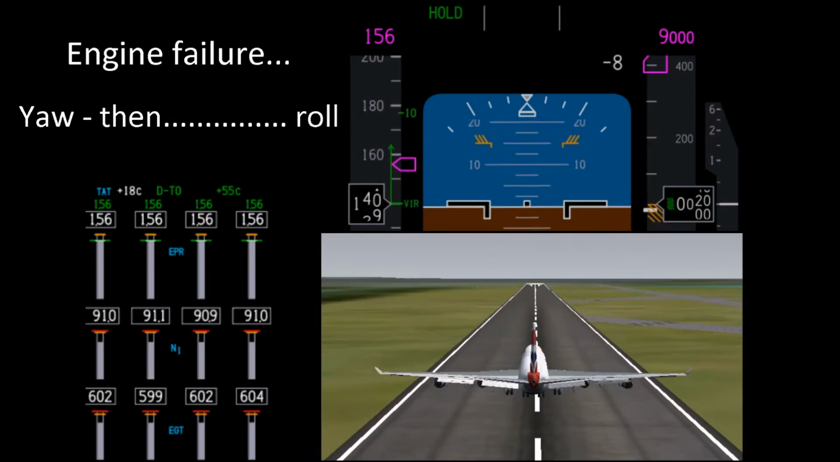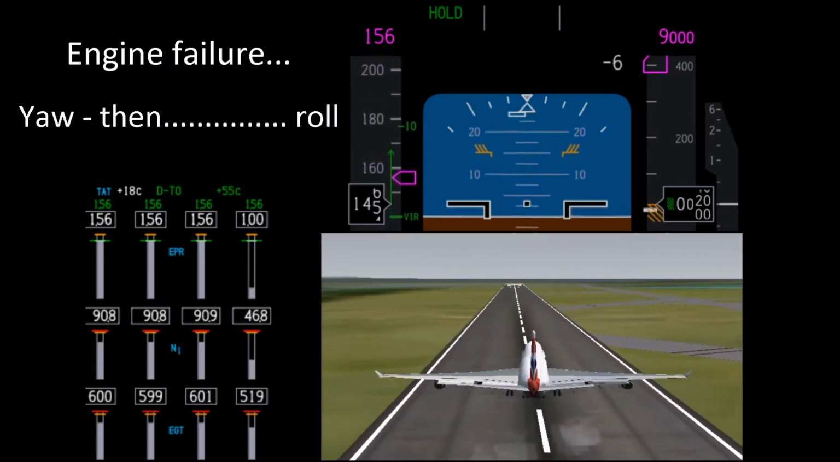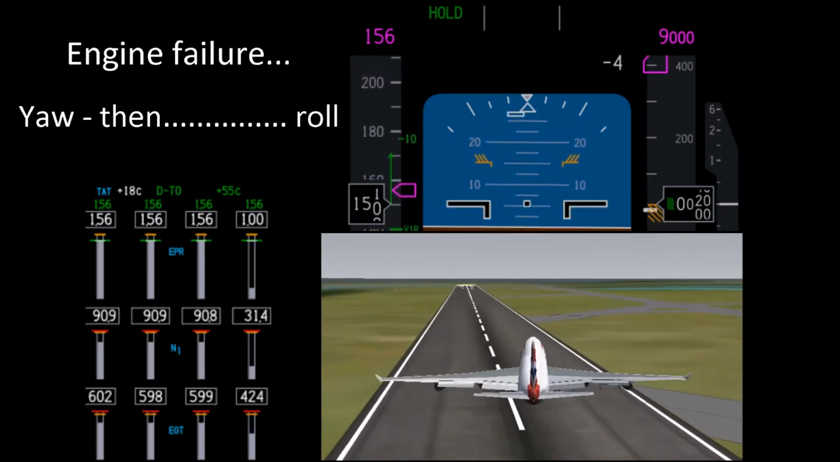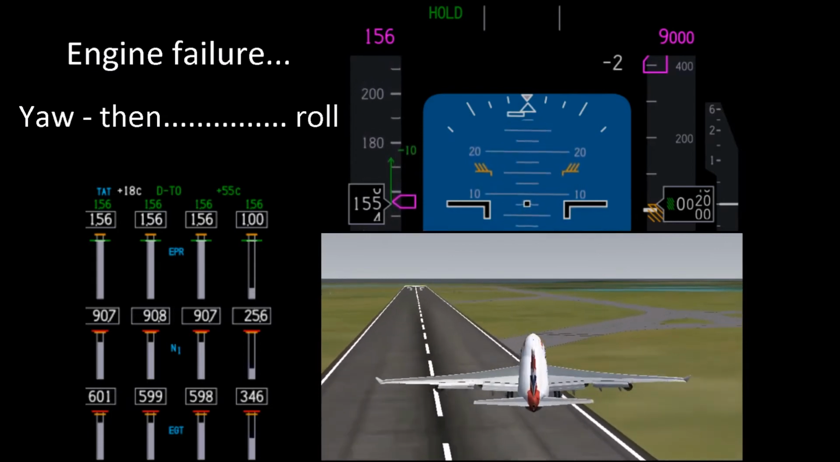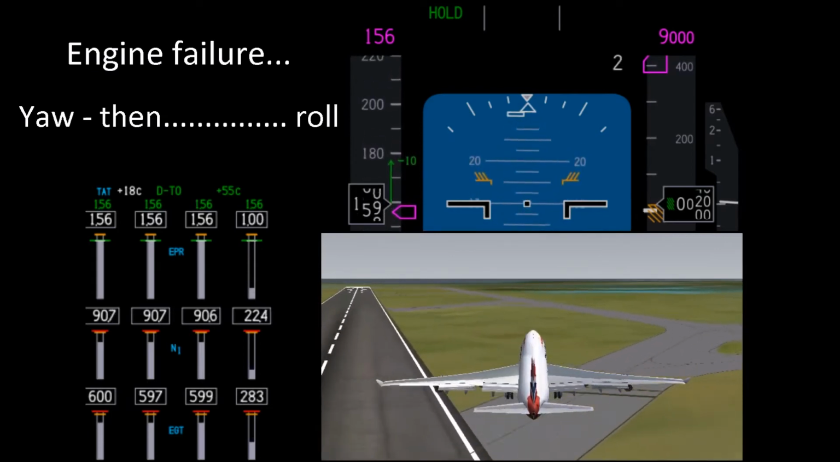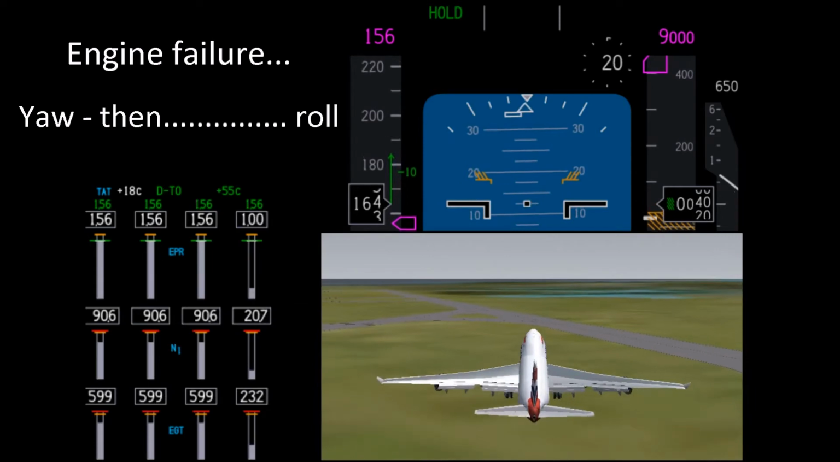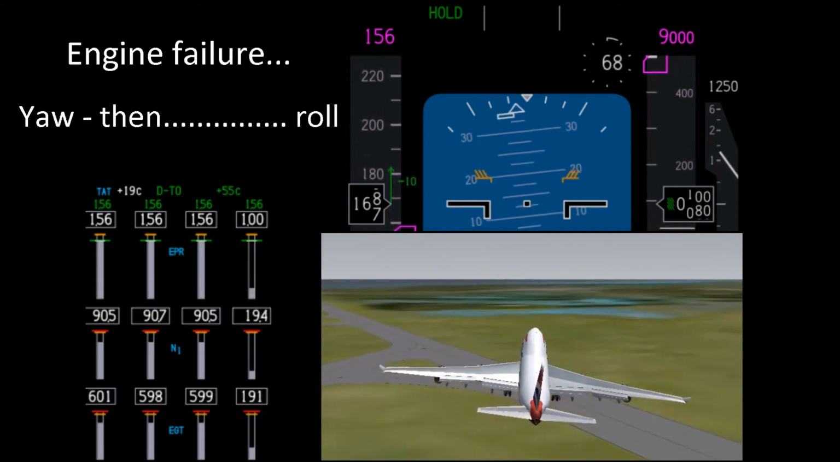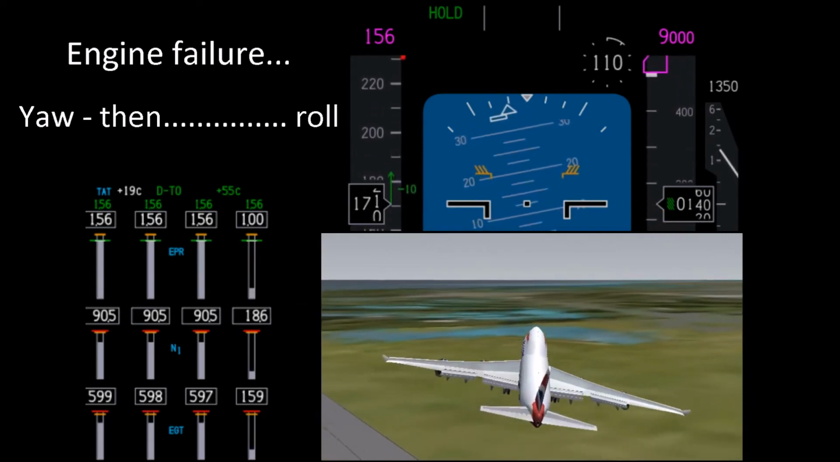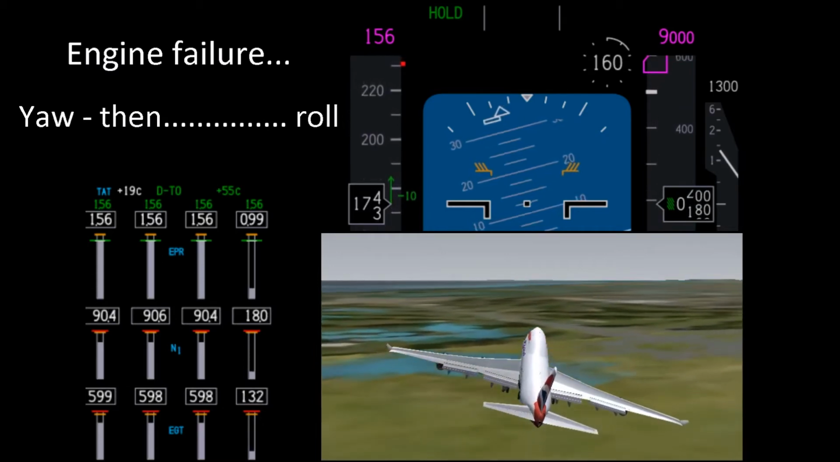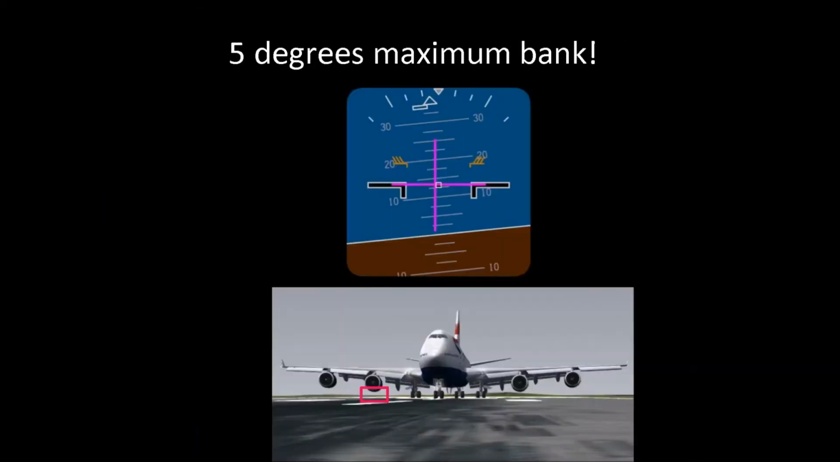rotating the aircraft a little slower than normal. There's the failure, there's the yaw. As we come off the ground, we get the roll. So it's yaw first and then the roll. On the runway, if you exceed 5 degrees of bank, you are likely to scrape an engine pod, so that is your maximum.